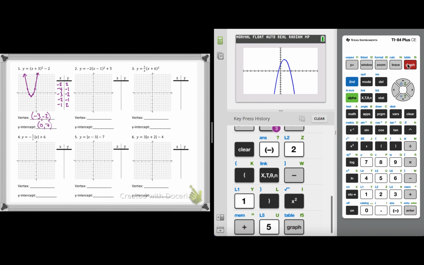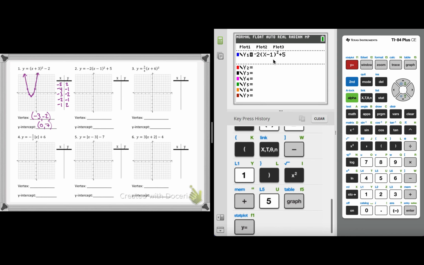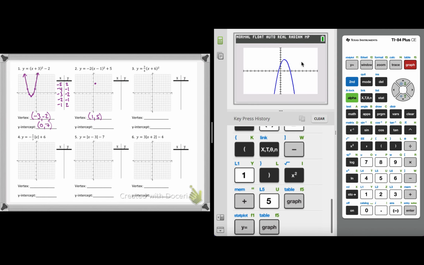Now, before we even get into the table, if I look at my equation, and again, you can look on the screen or on the paper, we should be able to pull the vertex from this really easily. The vertex is going to be, based on this vertex form, at 1, 5. So you can see where I plot that. If I look at the graph, you can see where it tops out here, roughly at about 1, 5. Well, it is at 1, 5, and you can trace that on your calculator.